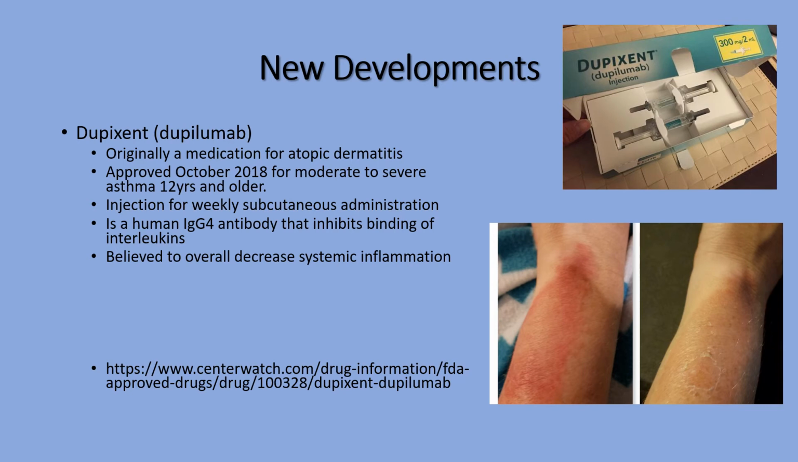So in October 2018, Dupixent was licensed to be given as a treatment for moderate to severe asthma. As long as you are 12 years or older, you can take this. Like I said, once a week, sub-Q, clean up your skin as well as your lungs.